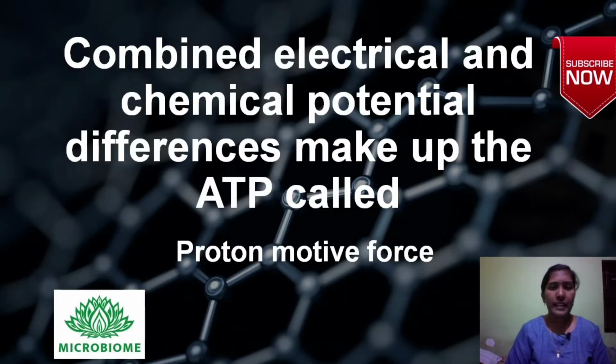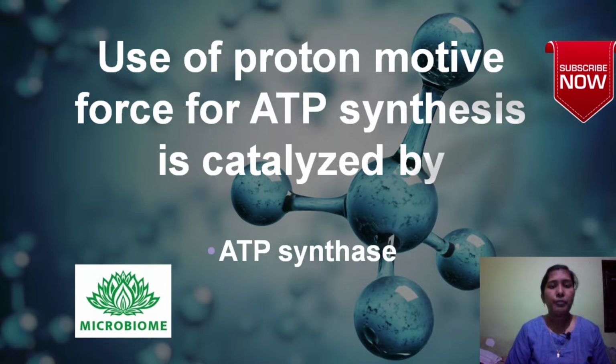And the next question is: the combined electrical and chemical potential differences that drive ATP synthesis are called the proton motive force. The central roles of the proton motive force are bacterial flagellar rotation, active transport and conversion of ADP to ATP. The use of proton motive force for ATP synthesis is catalyzed by ATP synthase. In 1960, the American scientist Ephraim Racker and co-workers isolated from mitochondria the enzyme F0F1 ATPase, which we now call ATP synthase.